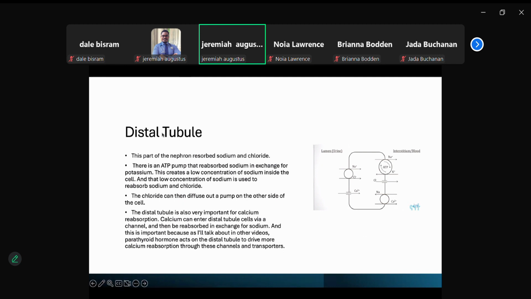Okay. Now the distal tubule, this part of the nephron reabsorbs sodium chloride again, right? And the ATPase pump that reabsorbs the sodium is exchanged for potassium. This creates a low concentration gradient of sodium in the cell, and that low concentration of sodium is used to reabsorb sodium and chloride. The chloride can then diffuse out of the pump on the other side of the cell.